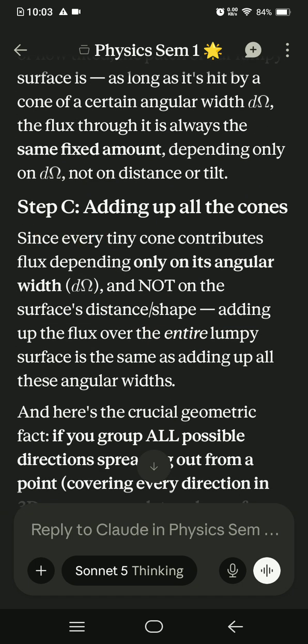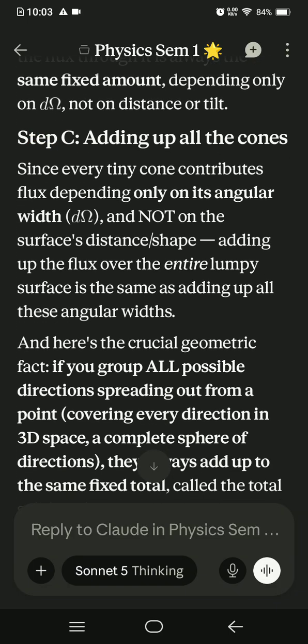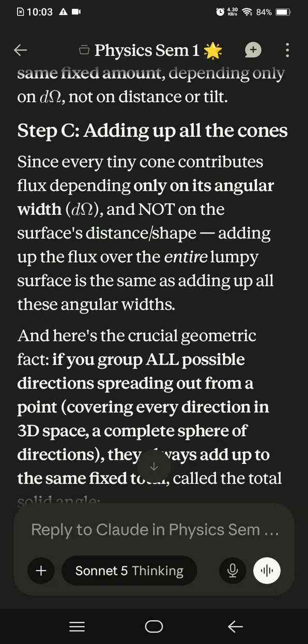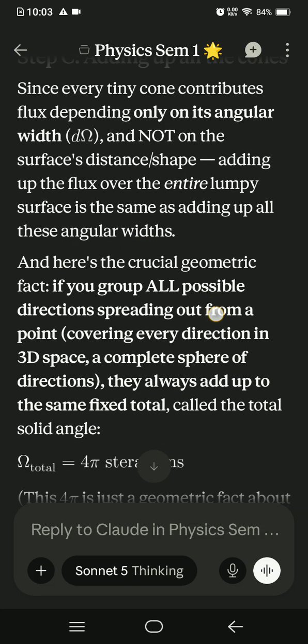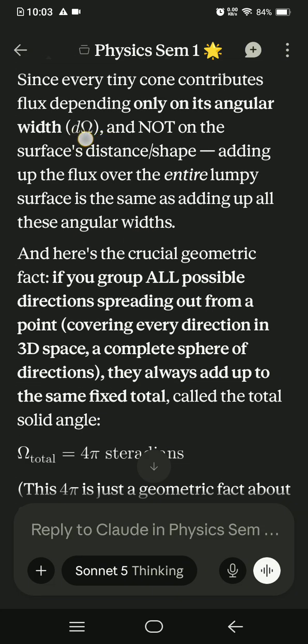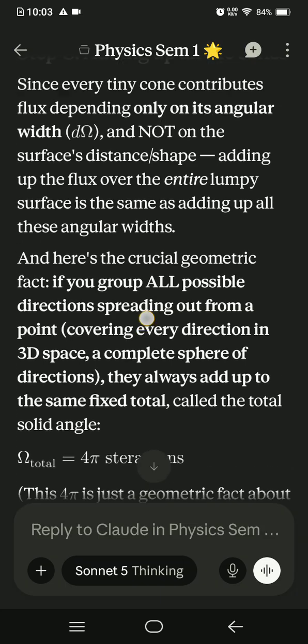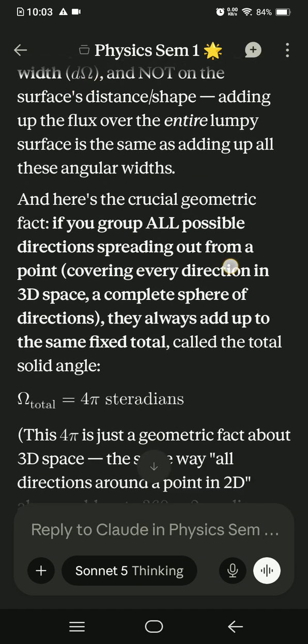Okay, so step C, adding up all the cones. Since every tiny cone contributes flux depending only on its angular width d omega and not on the surface distance or shape, adding up the flux over the entire lumpy surface is the same as adding up all the angular widths. So this is 3D angle which is making a cone.